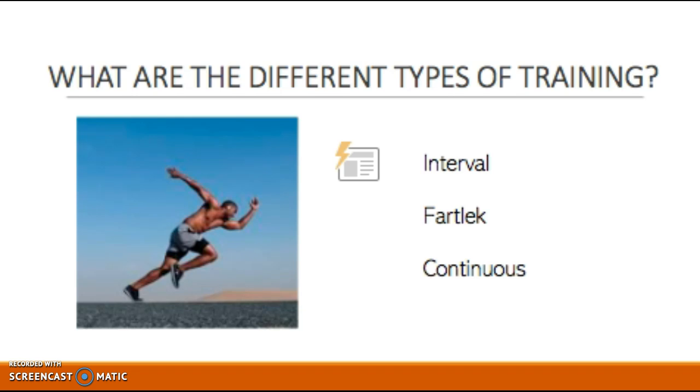Continuous training. This is a type of physical training that involves activity without rest intervals. Continuous training can be performed at low, moderate, or high intensities and is often contrasted with interval training, often called high-intensity interval training.